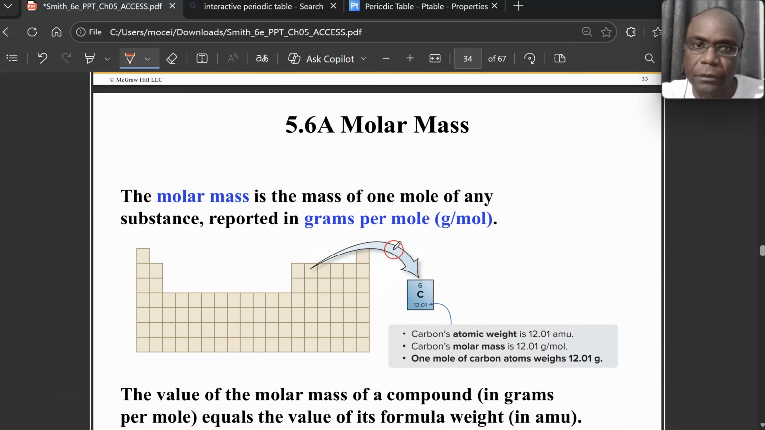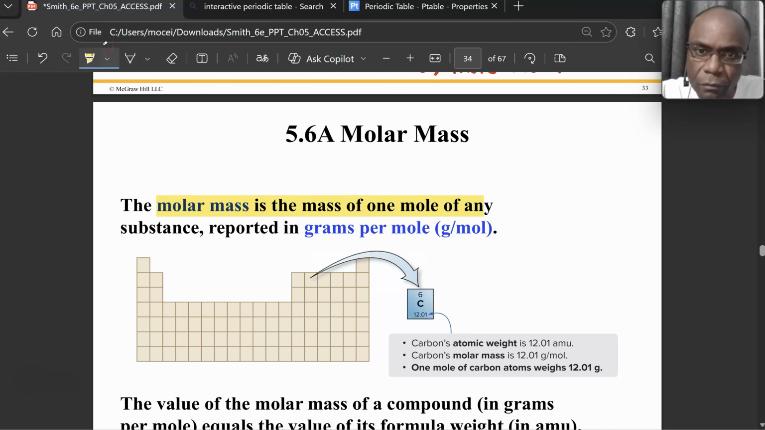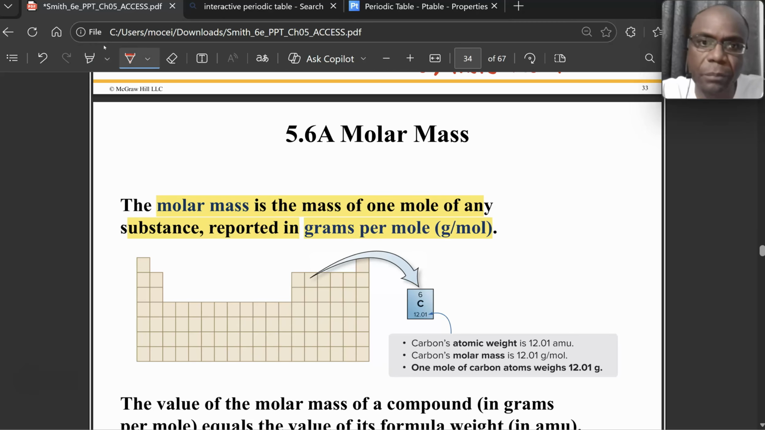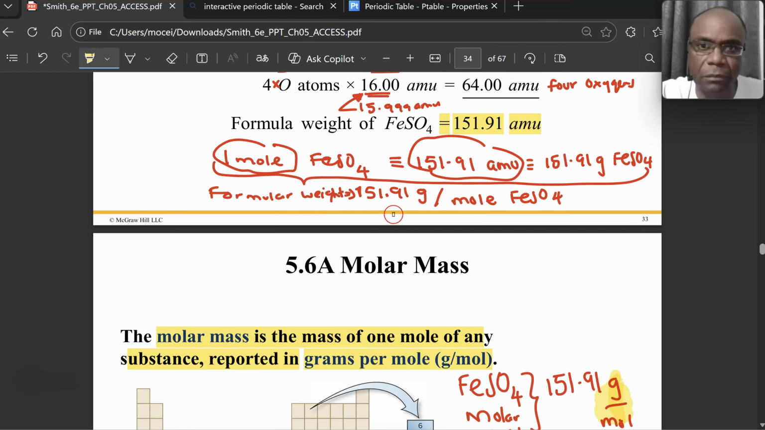Okay, so what we are trying to say here is that to find the molar mass of a compound, you need to firstly find the atomic mass of a substance and sum them up. So the molar mass is the mass of 1 mole of any substance reported in grams per mole. For example, as we just saw, iron sulfate molar mass, or molar weight or formula weight, whichever way you call it, is 151.91 grams per mole. That much grams of iron sulfate is 1 mole.